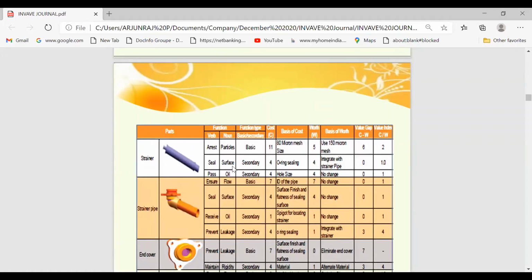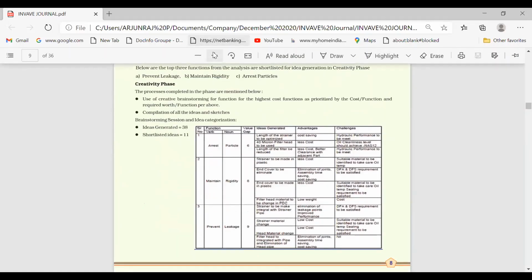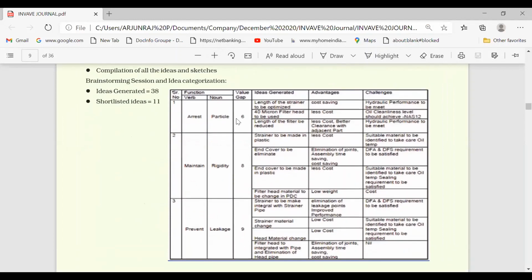And again, you have to understand the function cost and worth analysis. What is the function cost and function worth? There is always some new idea coming out, such as using a different micron mesh. That we will see now, the idea generation phase. So what they have done is they are going to optimize the length of the strainer, and instead of a 150 micron filter, they are going with a 40 micron filter so the cost gets reduced without affecting the function. The length of the filter is also being reduced.